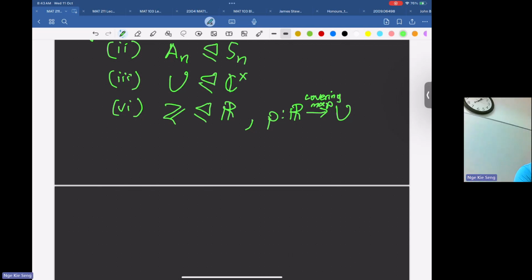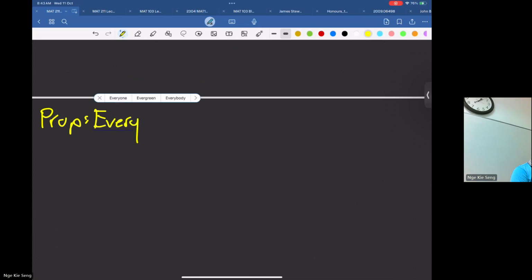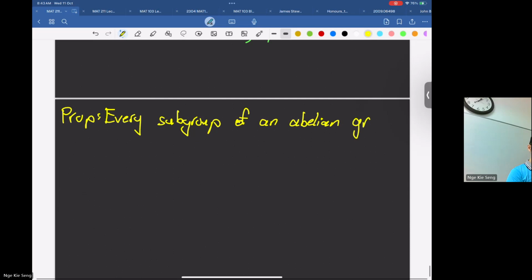So next proposition. Every subgroup of an abelian group is normal. Every subgroup of an abelian group is normal. Any idea?